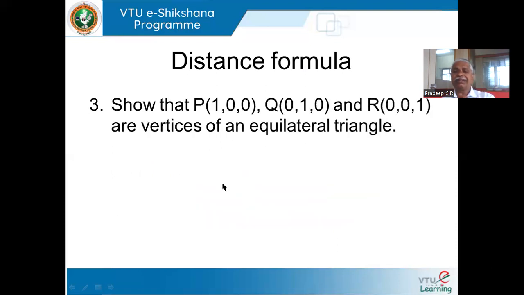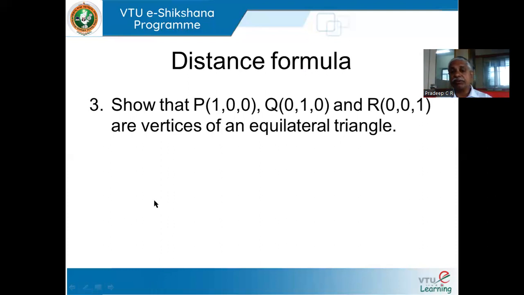Now, I'm sure given any two points, you'll be able to find the distance between them using the distance formula. Now, what I want you to understand is, they may not ask you such a straightforward question, give you two points and find the distance between them. They might instead ask something like this.